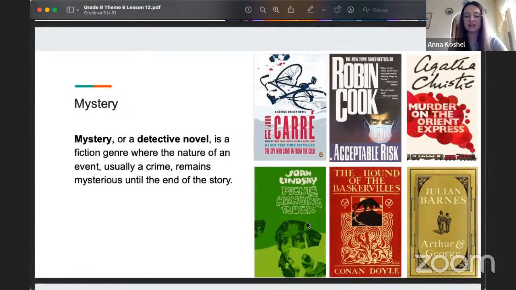Here you can see it in the top right corner. We don't know the secret of the Hound of the Baskervilles till we read the book by Conan Doyle till the end, and so on and so forth. So, mystery or detective novel. Here again, six examples of the world classics mystery, let's say. Agatha Christie and Conan Doyle, probably they are the most famous. And then some other examples.